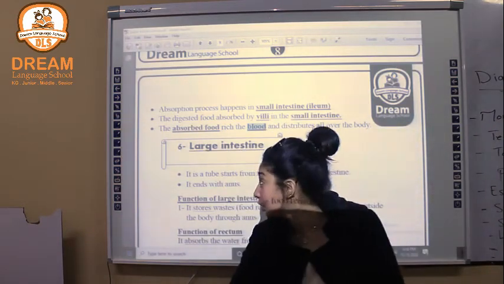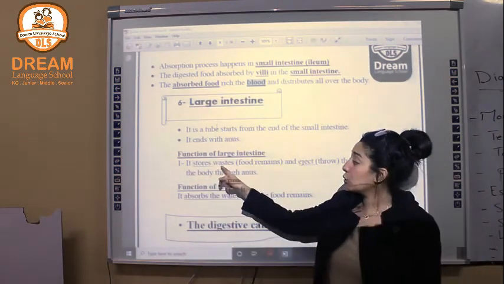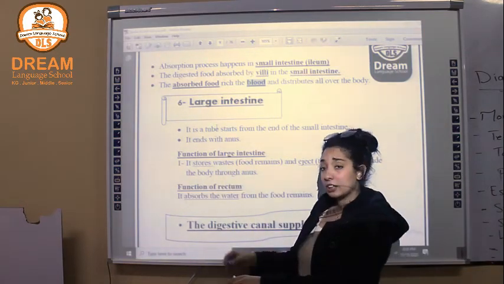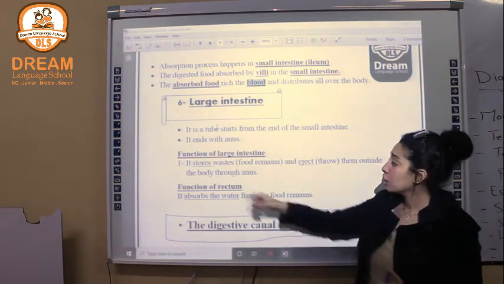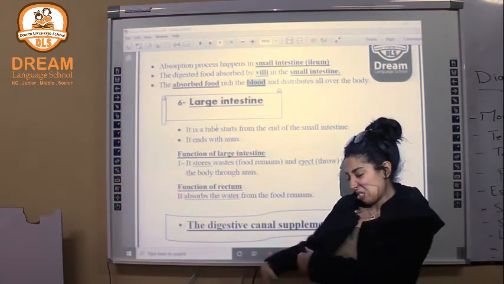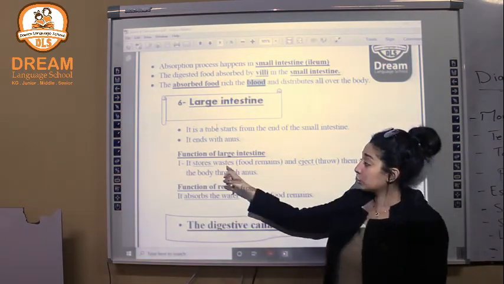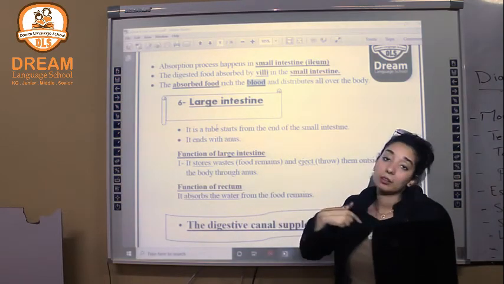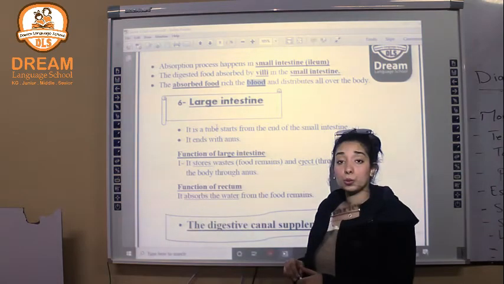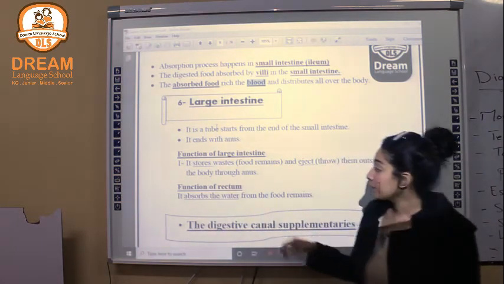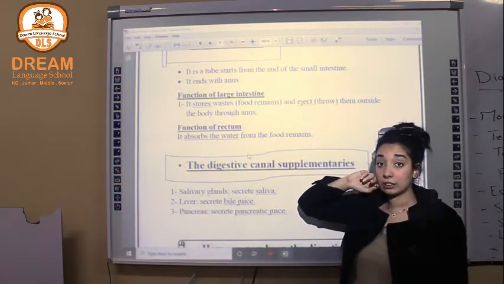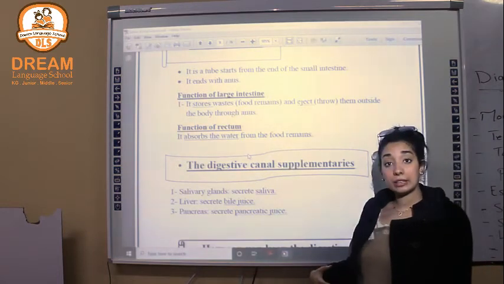So what is the function of the large intestine? It is to store the waste. What is the meaning of store the waste? To keep the waste in it until it goes outside our body through the anus. So it stores the waste and ejects it outside the body. What is the meaning of eject? To get it outside our body. So what is the meaning of the waste? Food remains that my body doesn't need. So the function of the large intestine is only like the basket to throw something in it that I don't need. Okay? So after the food goes to the large intestine, it is storing the waste.